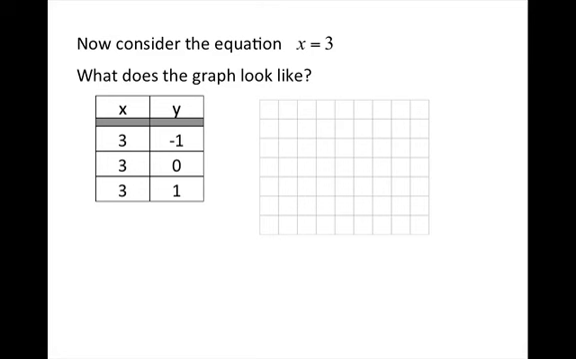So I'm going to let y be negative 1, 0, and 1. So this gives me 3 ordered pairs. I have (3, negative 1), (3, 0), and (3, 1). When I plot those ordered pairs, I see that my points are lining up in a vertical line.